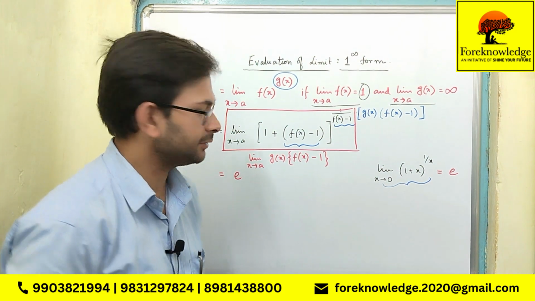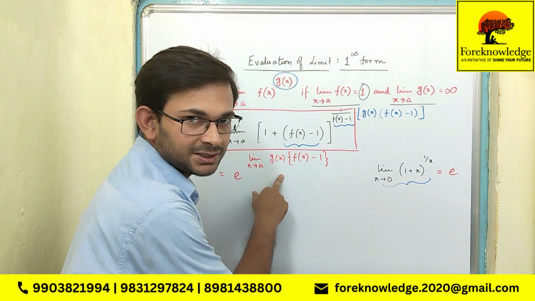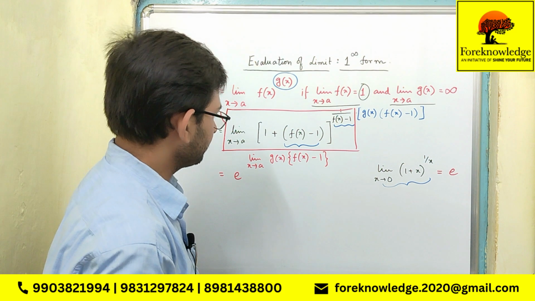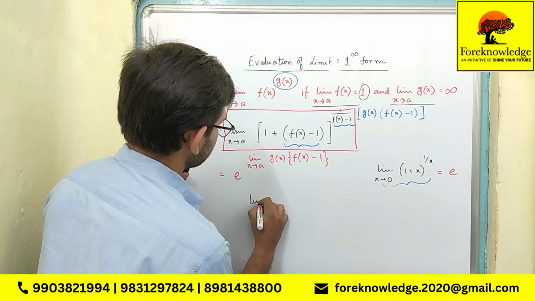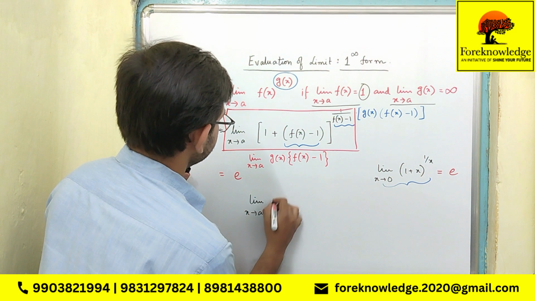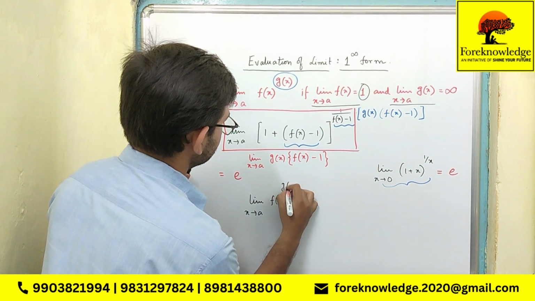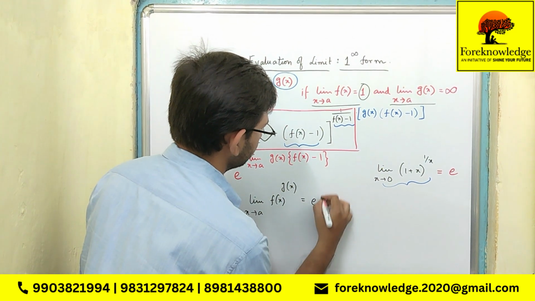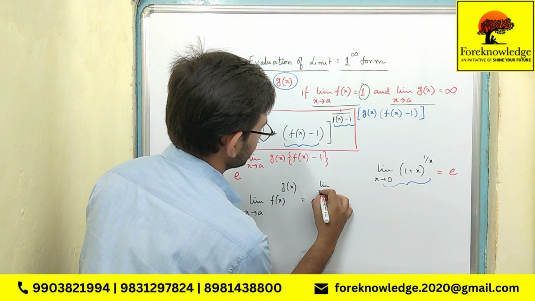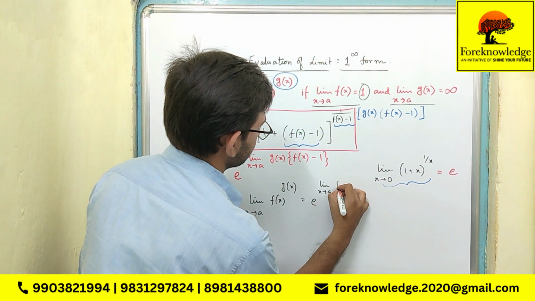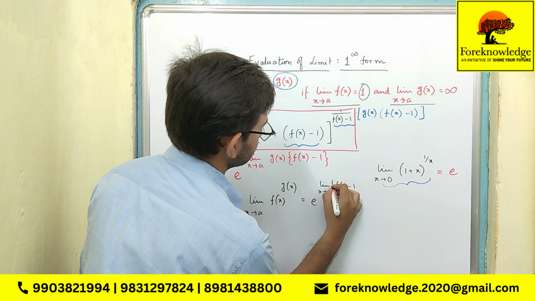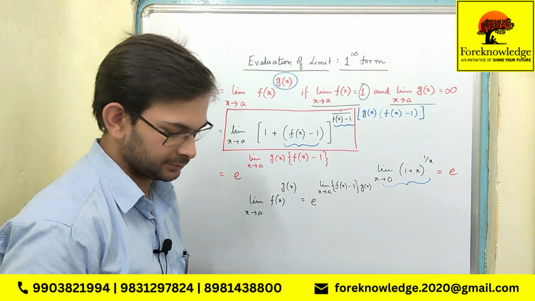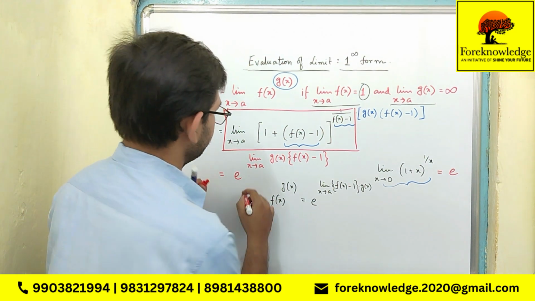Very simple. This is the shortcut technique for this type of form. So what is the shortcut technique? If limit x tends to a of f(x) to the power g(x) is of the 1 to the power infinity form, we'll write this as e to the power limit x tends to a of (f(x) minus 1) into g(x). This is the shortcut for this type of problem.